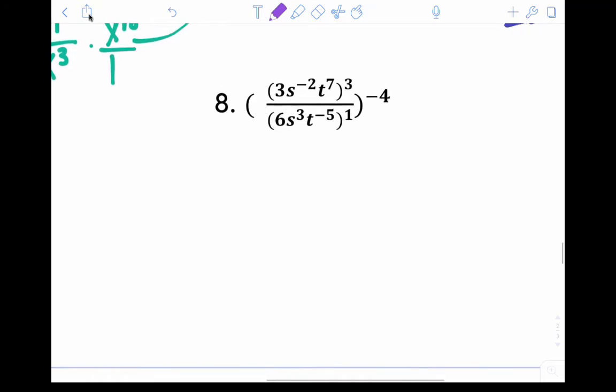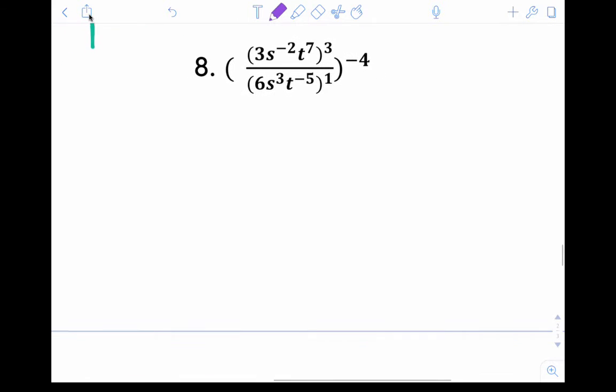Go ahead and see if you can do this next one on your own, and then I will also work it out. I will show you a couple different ways to go about this type of problem, and then you will be prepared to do all of your homework on your own.